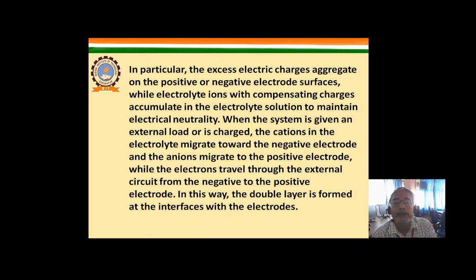In particular, the excess electric charges aggregate on the positive or negative electrode surface, while electrolyte ions with compensating charges accumulate in the electrolyte solution to maintain electrical neutrality. When the system is given an external load or is charged, the cations, meaning positive charges, in the electrolyte migrate towards the negative electrode, and the anions, meaning negative charges, migrate to the positive electrode, while the electrons travel through the external circuit from the negative to the positive electrode. In this way, the double layer is formed at the interfaces with the electrodes.